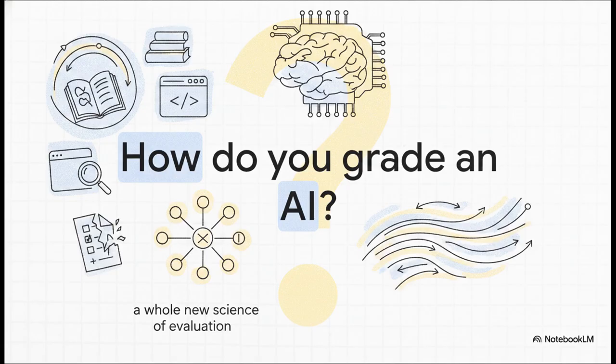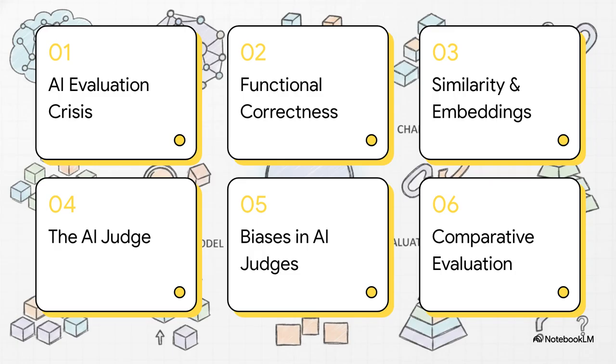Here is our agenda for today. 1. The AI evaluation crisis. 2. Measuring functional correctness. 3. Similarity and embeddings. 4. The AI judge. 5. Biases in AI judges. And finally, 6. Ranking and comparative evaluation. All right, let's jump in.